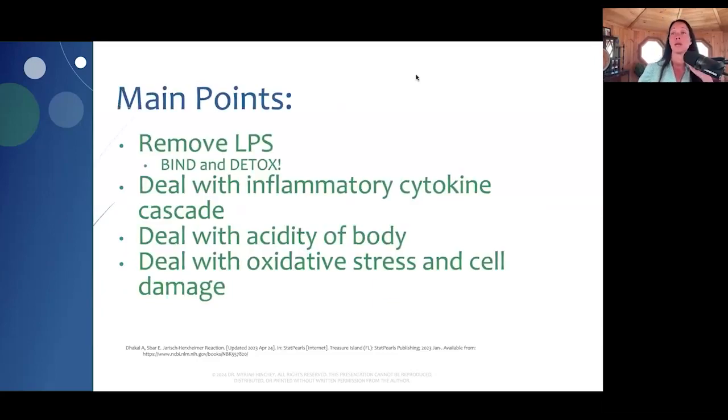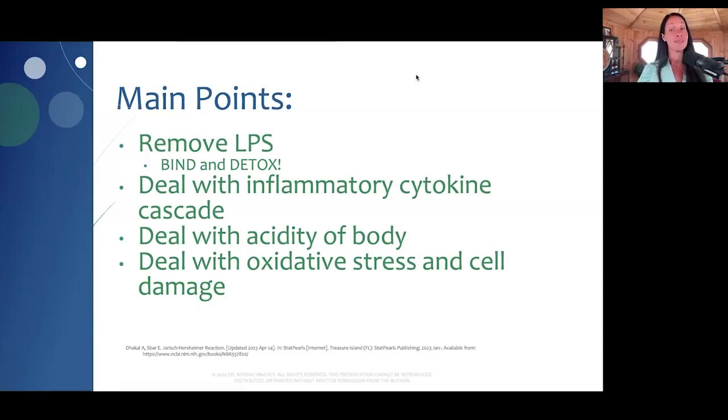So, the main points are remove the LPS, right? So, that's what starts this whole phenomenon. So, we need to make sure that we are binding it and we are detoxifying it and removing it from the body. We obviously have to deal with the inflammatory cytokine cascade that is kicked off by the presence of this LPS.